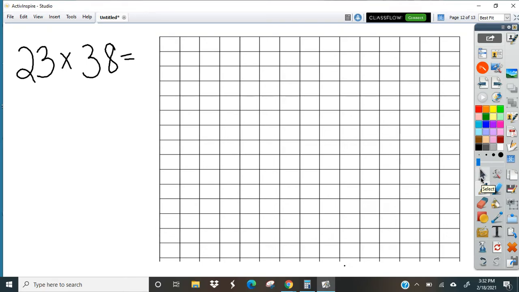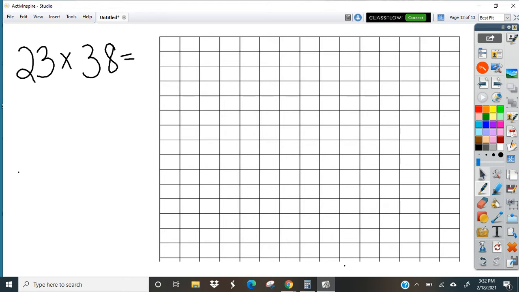Hi parents and students. I am going to share with you the two methods we've been using for double-digit multiplication. I know that especially for parents trying to help with homework, this is probably very new to you, and so I wanted to show you the two different ways that we've been using.